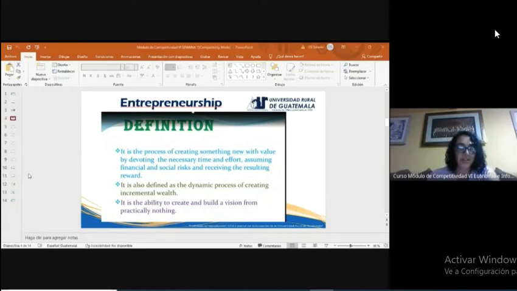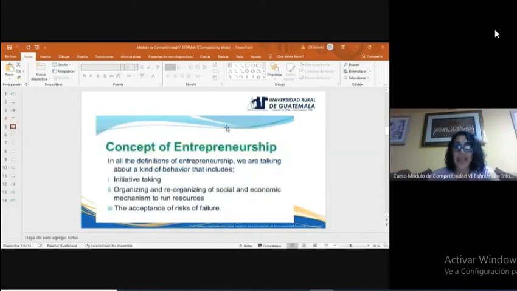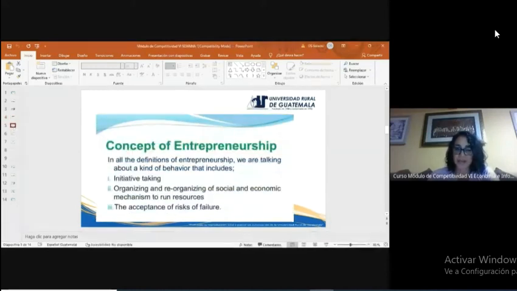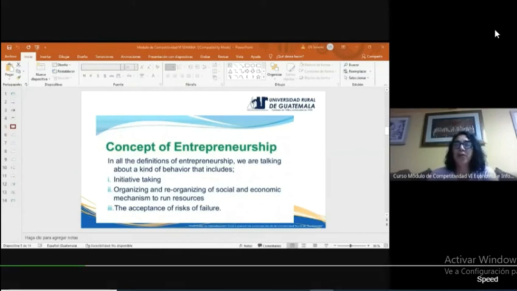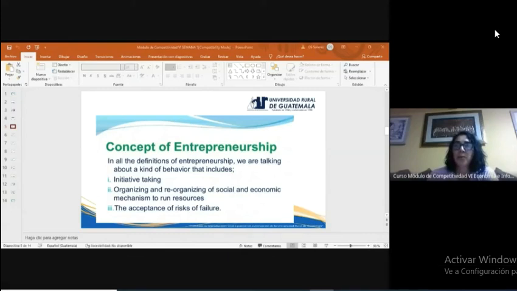Okay, we have the first definition of entrepreneurship. Now we have another concept about entrepreneurship. Well, in all the definitions of entrepreneurship, we are talking about a kind of behavior. And what does this include? This includes 3 different characteristics. And these are, number 1, initiative taking. If you don't have this type of initiative, you can't be an entrepreneur, because you always have this initiative to be better, to resolve the needs of the people, to build companies.